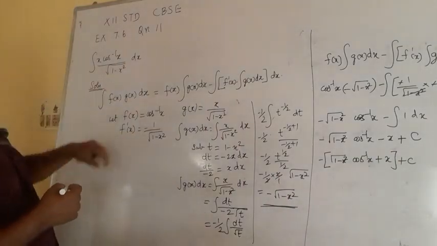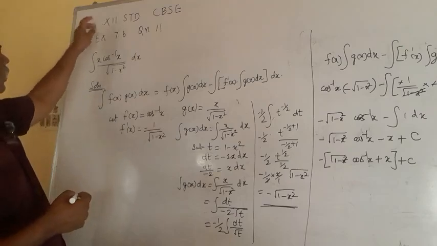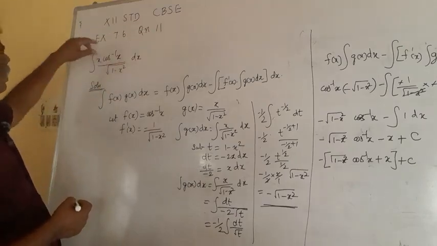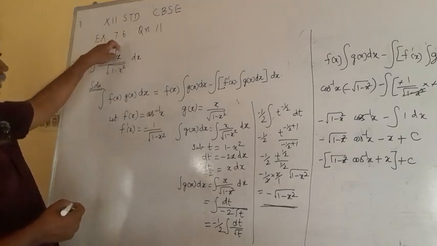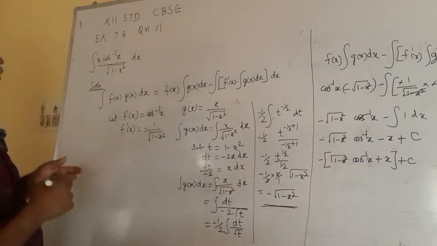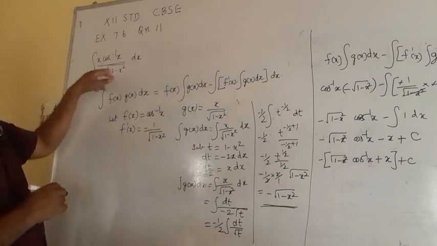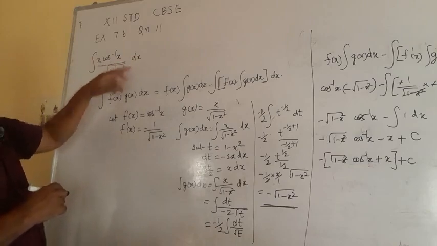Here again I am going to tell it. This question is coming in the 12th standard CBSE Maths book, exercise number 7.6, question number 11. What is the question? Integration of x cos inverse x by root of 1 minus x square dx.